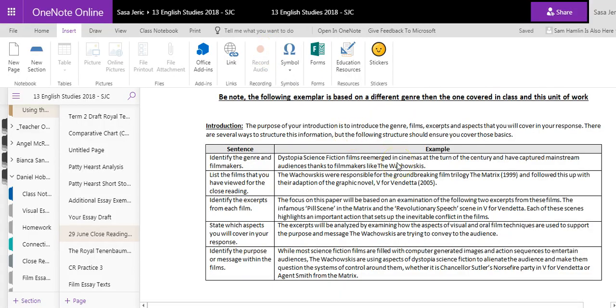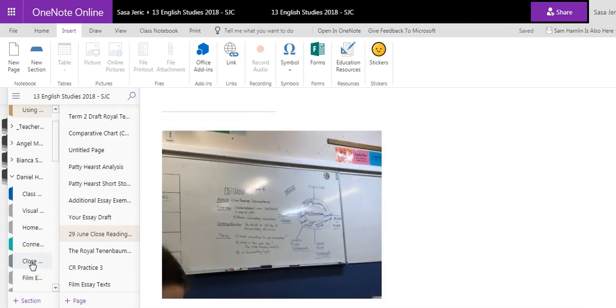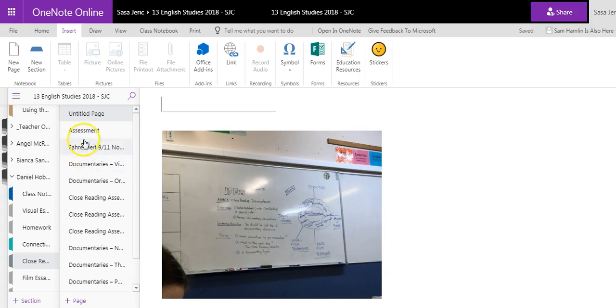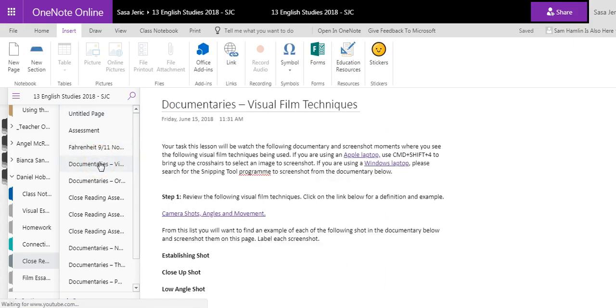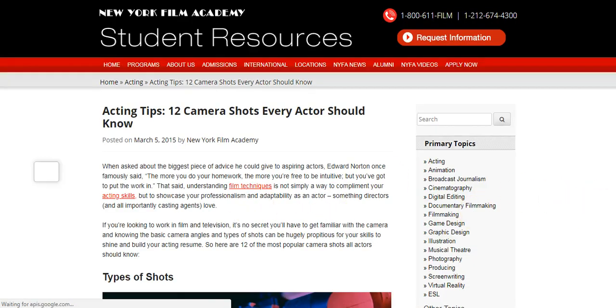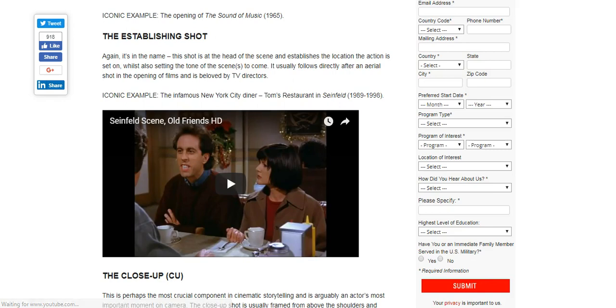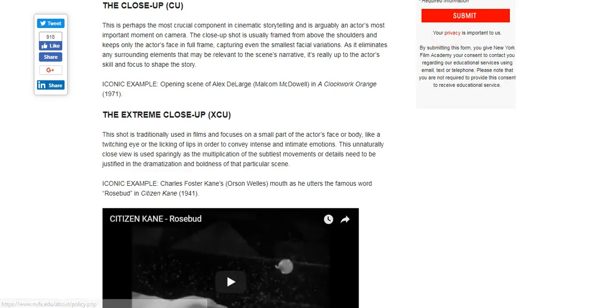So you've got the actual documentaries there, and you've also got a tab on all the aspects located in your close reading folder. When you see a folder called Close Reading, you're going to have a variety of folders there to help with understanding the aspects. They'll all start with the term documentaries. So here are the visual film techniques, and here's a link to a page that gives you a definition and an explanation for all the major types of shots that are used and why they are used in film.